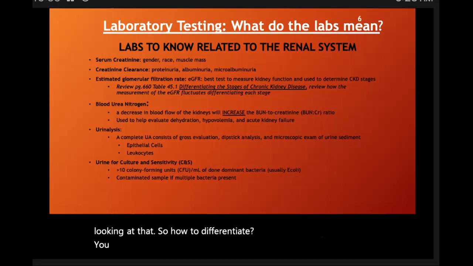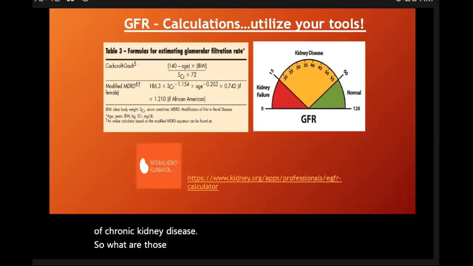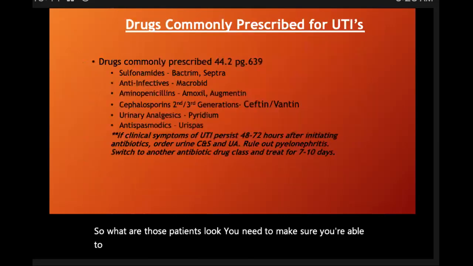You also want to make sure you're able to differentiate your clinical presentation of chronic kidney disease. So what do those patients look like? You need to make sure you're able to look at that. Review your drugs commonly prescribed for UTIs. That's in your table 44.2 on page 639.